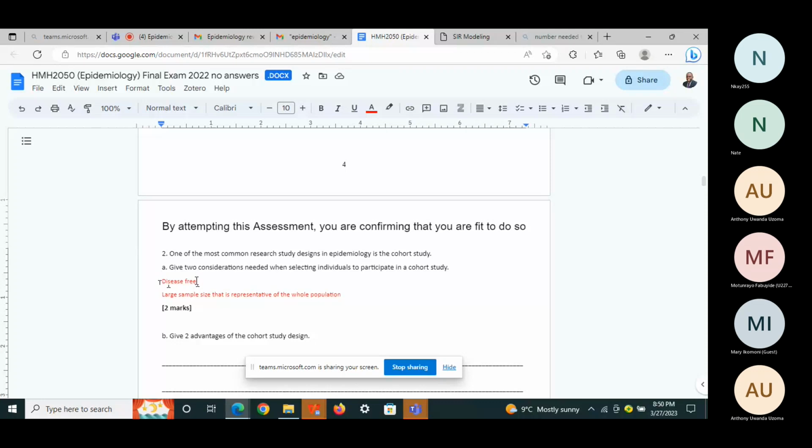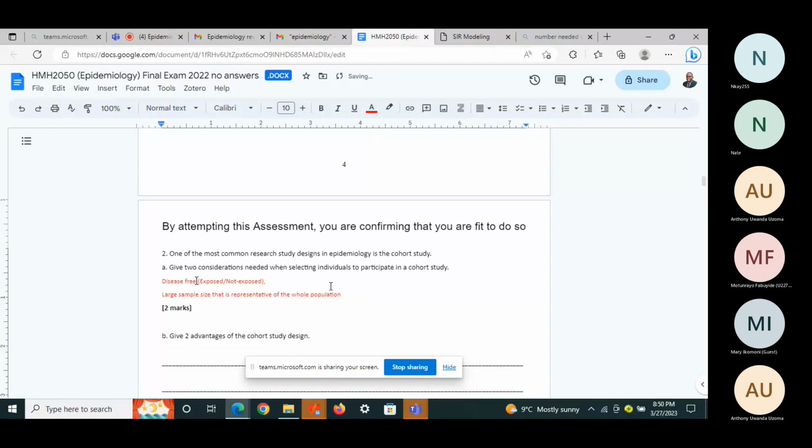I know that they are disease free, but you know that there are two groups now, right? So the first group is exposed to the substance of interest, while the other group are what? They are not exposed to the substance of interest. Okay.